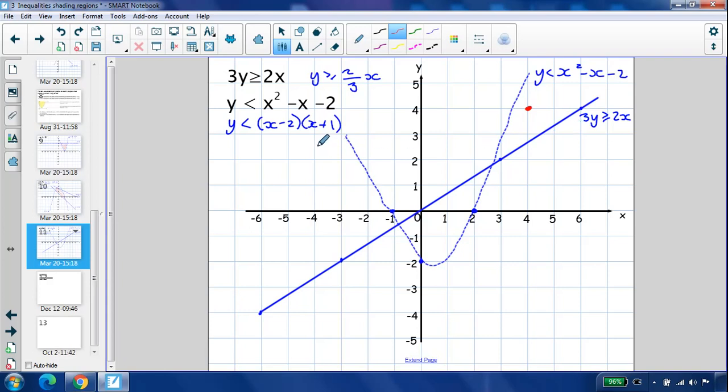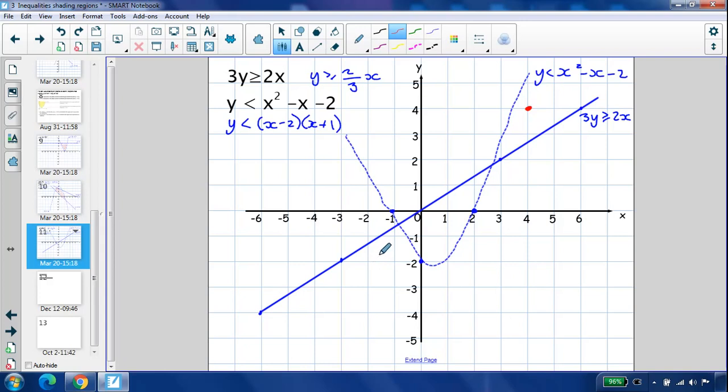Let's try it in here. I'll go to the top part. So we'll have 4 squared, which is 16, minus 4, minus 2, which is going to be 10, and 10 is definitely greater than 4. So that's worked over here. So it seems to be that it's going to be this region and this region, and not this region. But let's just double check.